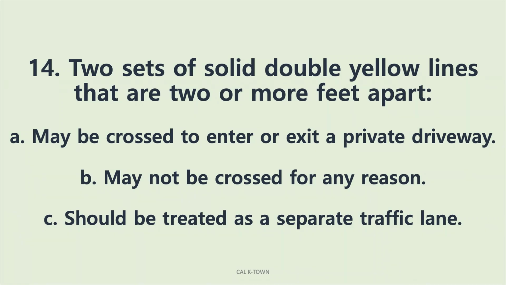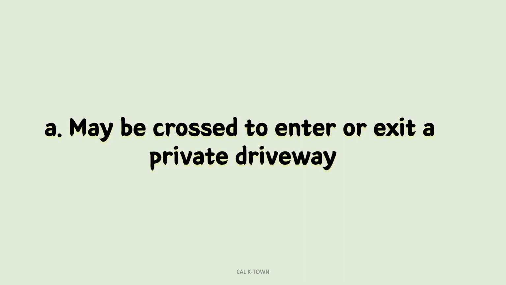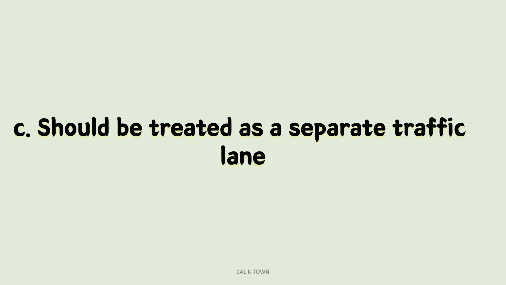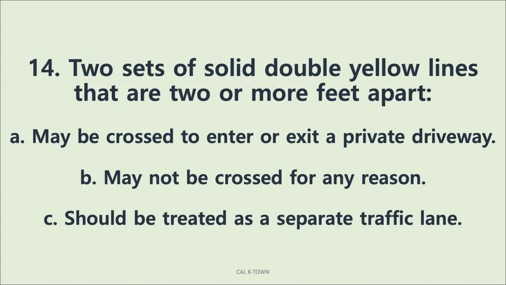14. 2 sets of solid double yellow lines that are 2 or more feet apart. A. May be crossed to enter or exit a private driveway. B. May not be crossed for any reason. C. Should be treated as a separate traffic lane. The answer is B. May not be crossed for any reason.